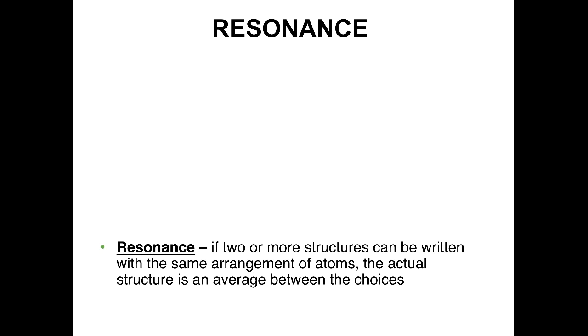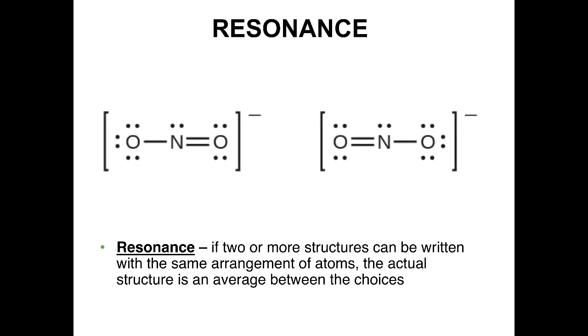Now let's switch here and talk about resonance. Resonance occurs when you can put together two or more structures with the same arrangement of atoms. And the actual structure is generally what is known as a resonant average, or an average between the two choices. So for example, here is an example where you could have the double bond on the right or the double bond on the left. This is the nitrite ion.